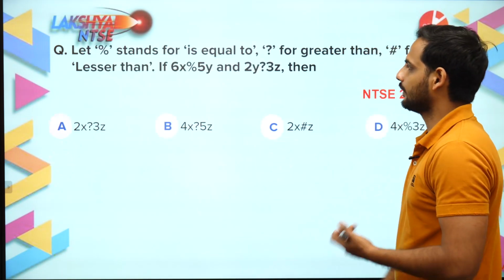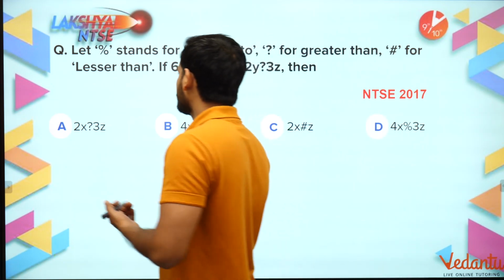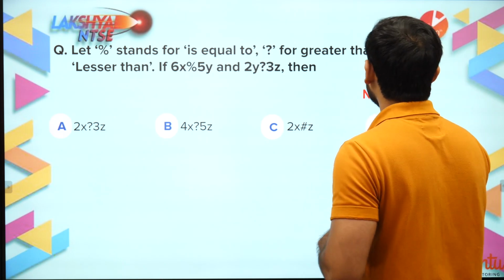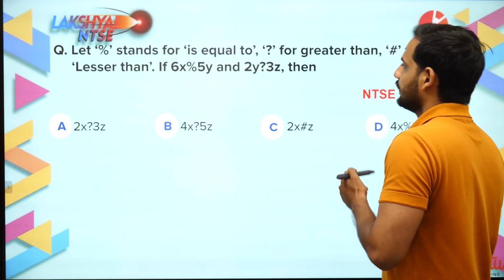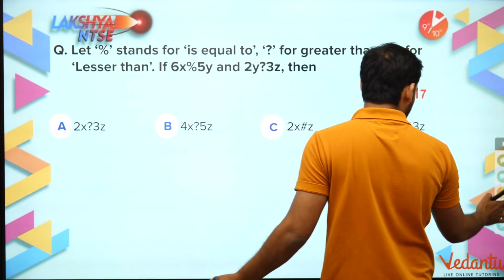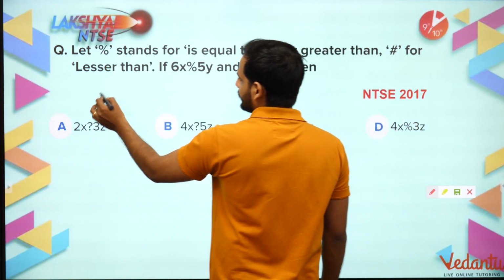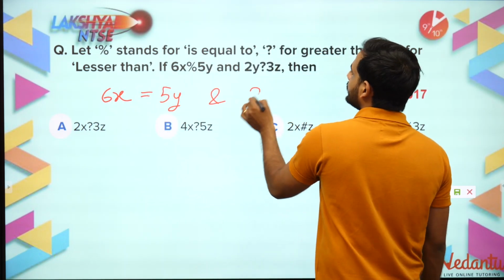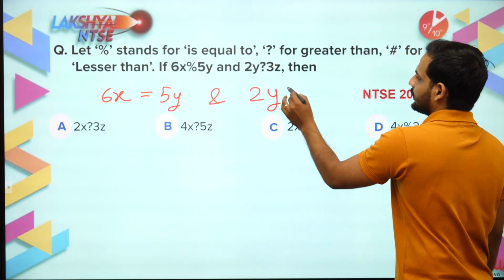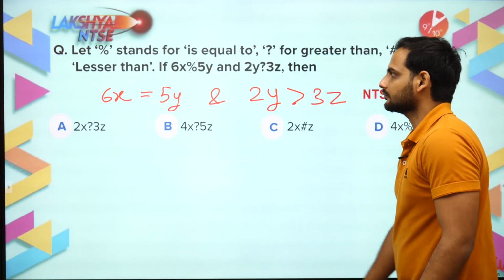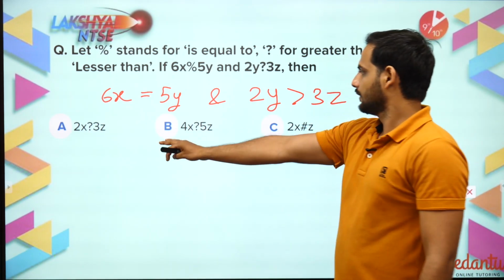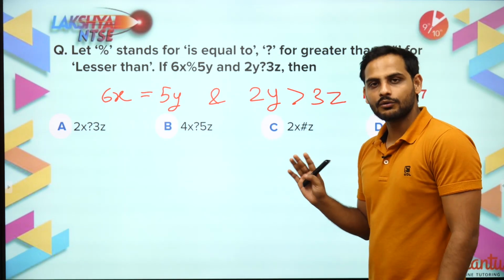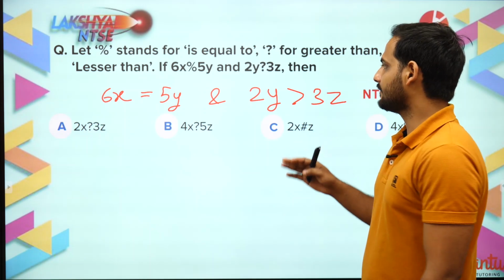Okay, let's move to the other types of questions. The other type of questions is this coding way. Percentage stands for is equal to, question mark stands for greater than, and hashtag stands for lesser than. Now see here, they are saying 6x percentage means 6x is equal to 5y, and 2y question mark 3z means 2y is greater than 3z. You have to find the correct relation between x and z.